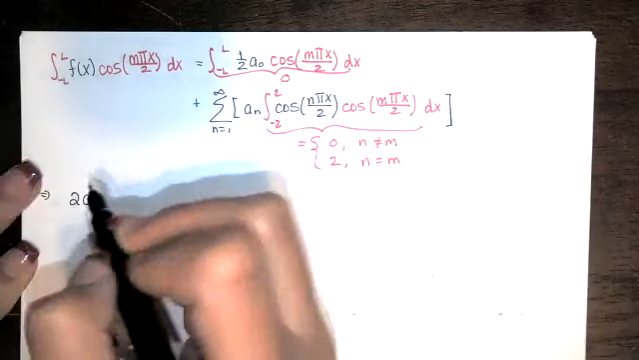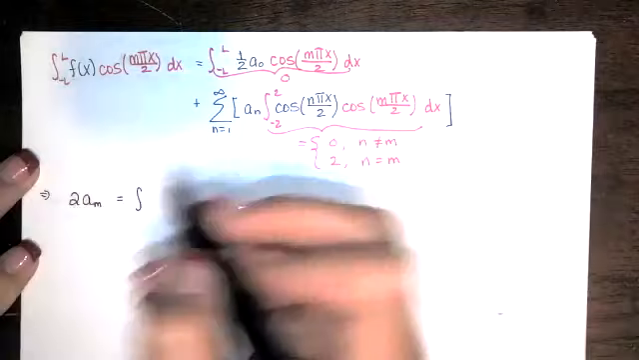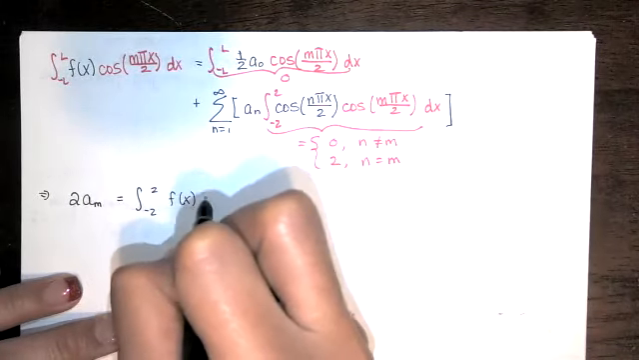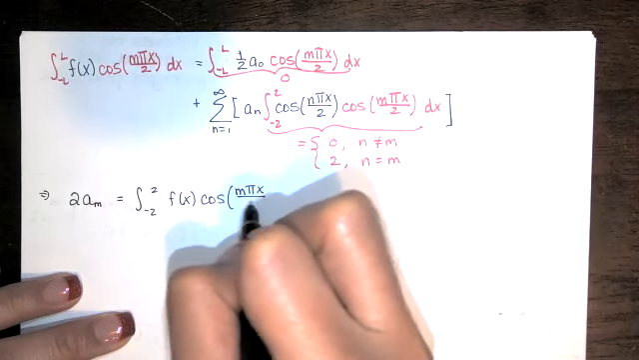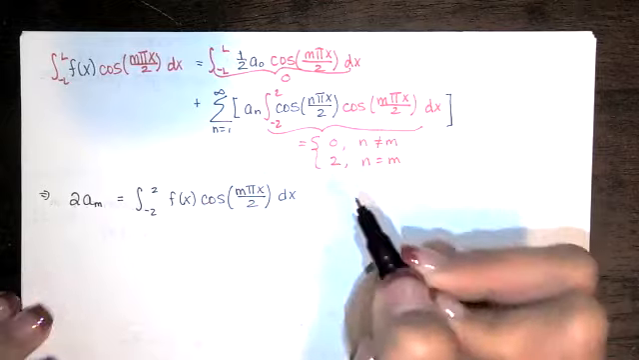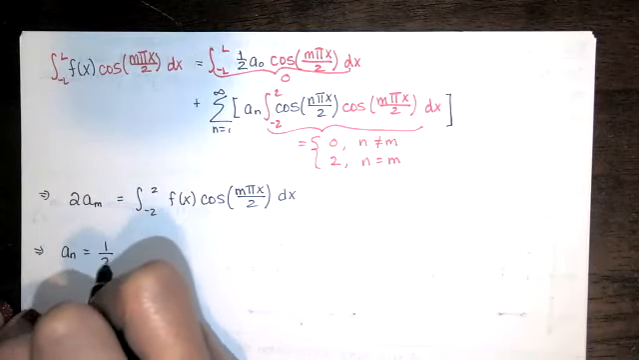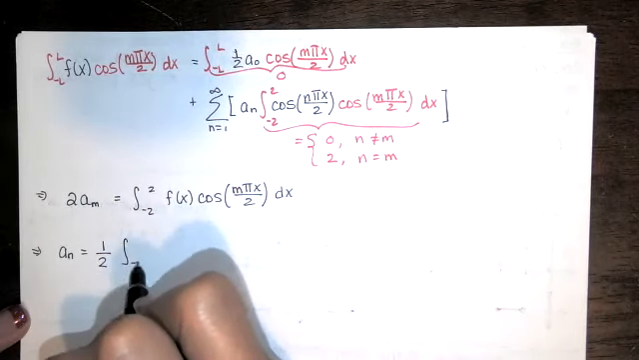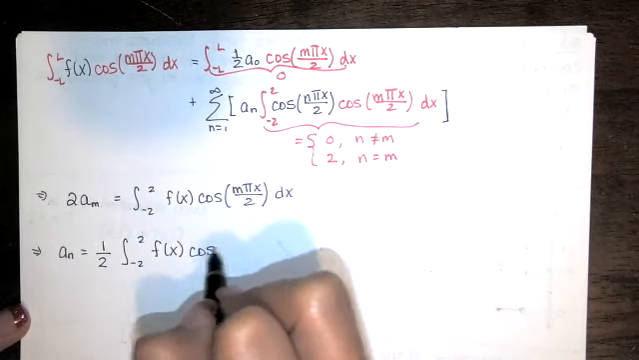I'll have 2 times a sub m equals the integral, and L is equal to 2. So it's the integral from -2 to 2 of f times our cosine function. And then usually we switch from m back to n, and we divide by that L over there. In this case, L is 2, to get this.